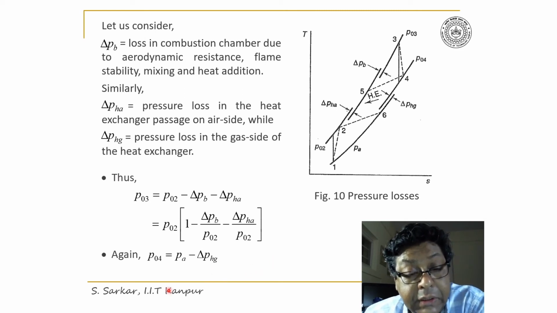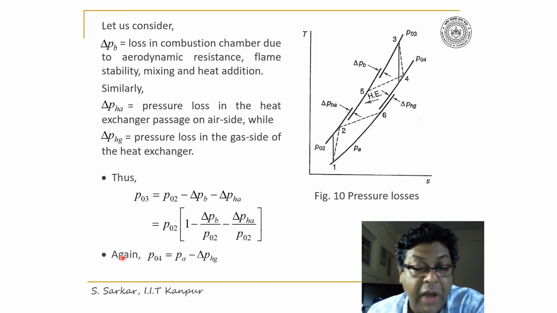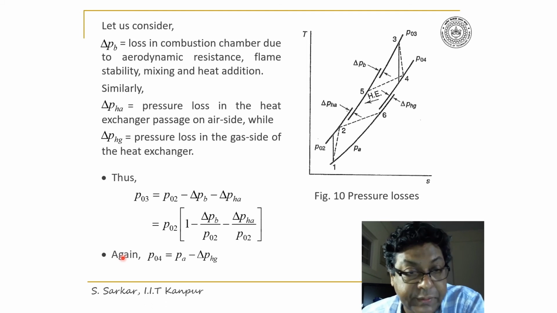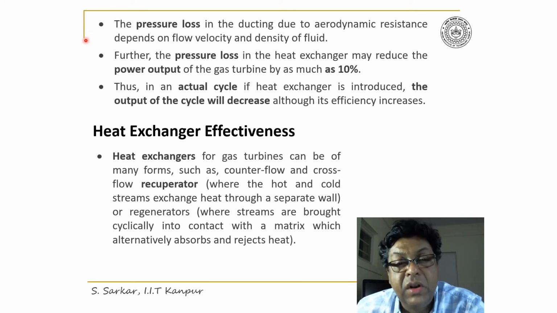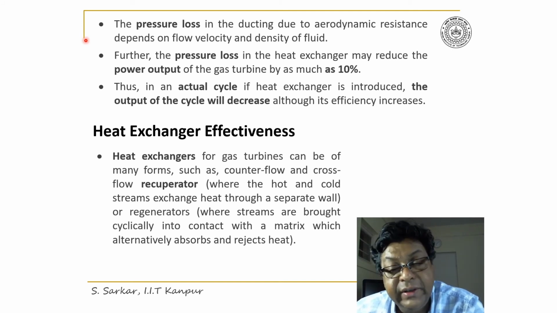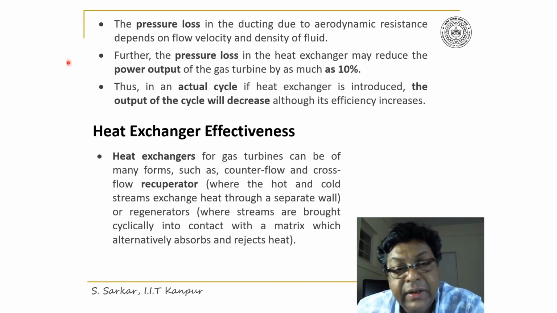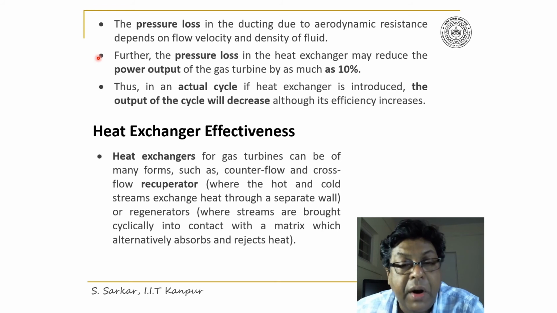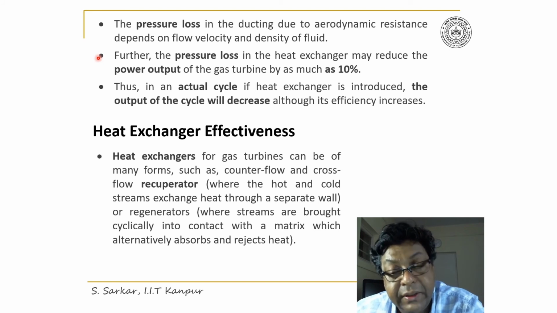Therefore, the P04, that is exhaust pressure from the turbine, will be higher than the atmospheric pressure because of loss. Furthermore, the pressure losses in the ducting due to aerodynamic resistance depend on the flow velocity and density of the fluid. It should be noted also that the pressure loss in the heat exchanger may reduce the power output of a gas turbine engine by as much as 10%.